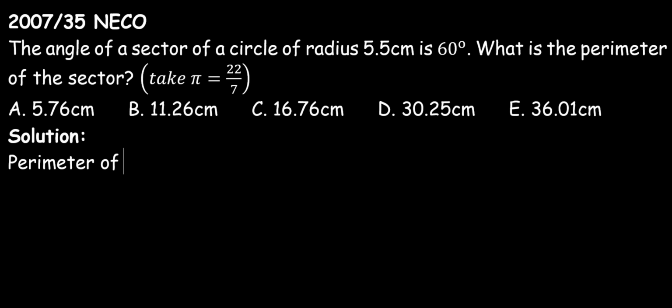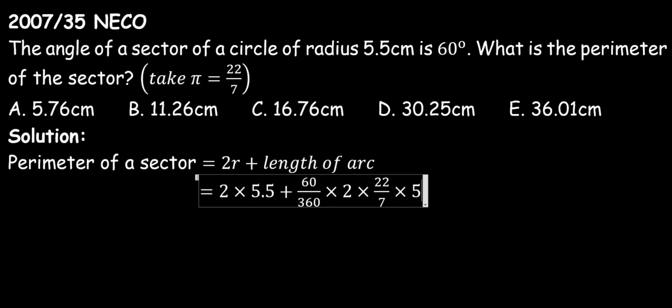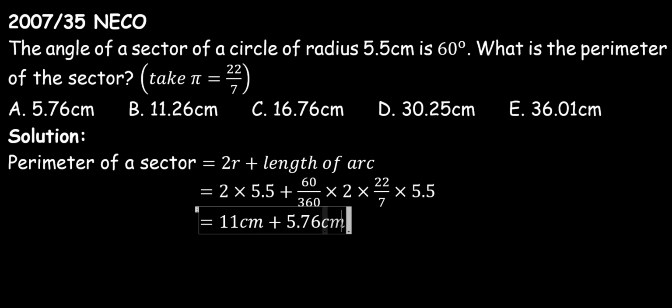Perimeter of a sector is equal to 2r plus length of arc. Substituting the given values, that will be equal to 2 times 5.5 plus 60 over 360 times 2 times 22 over 7 times 5.5. And the result is 11 cm plus 5.76 cm, that's equal to 16.76 cm.